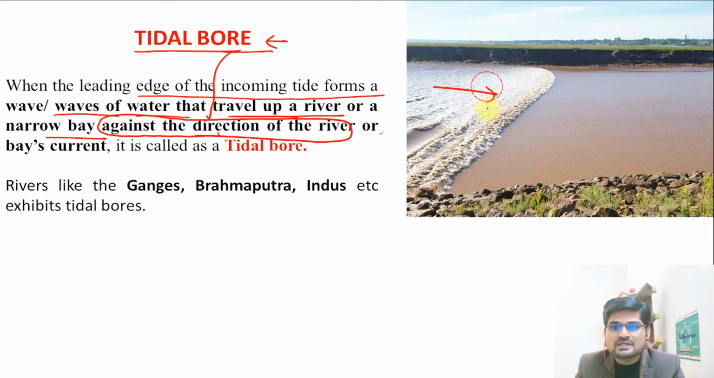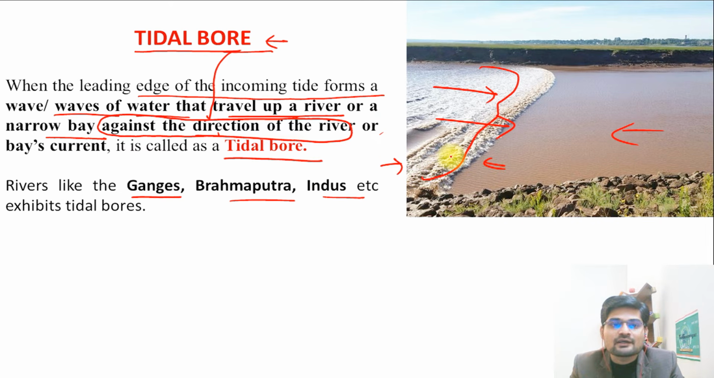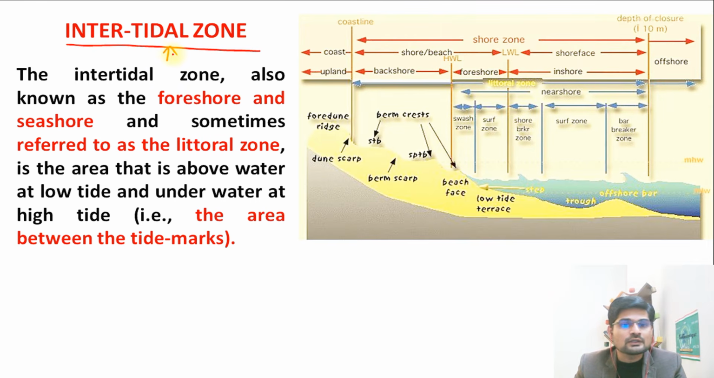So if you look into this image, this is what we say is the surge. It is moving opposite the normal flow of the river, and this is called tidal bore, and it is observed in the Himalayan rivers like Ganga, Brahmaputra, Indus. And if you see the areas where they join the sea, you'll find this phenomenon very frequently happening, especially during the high tide.